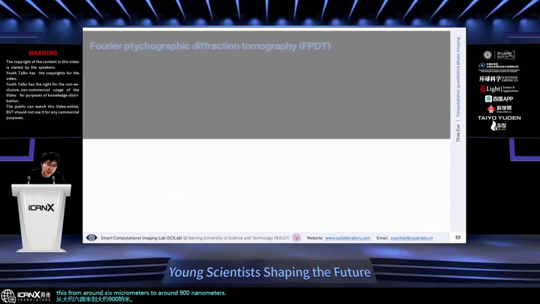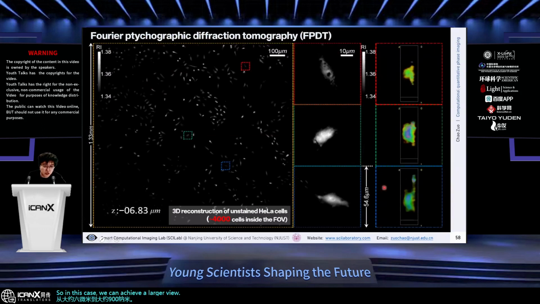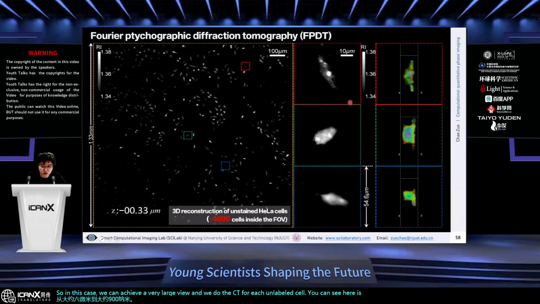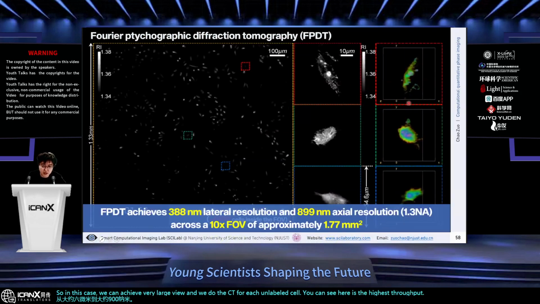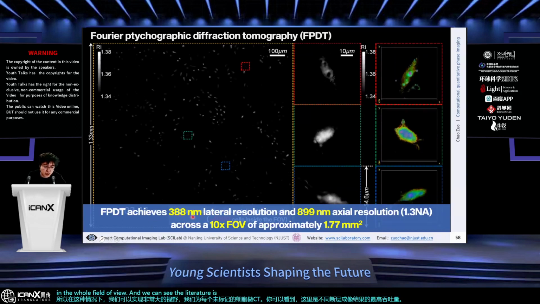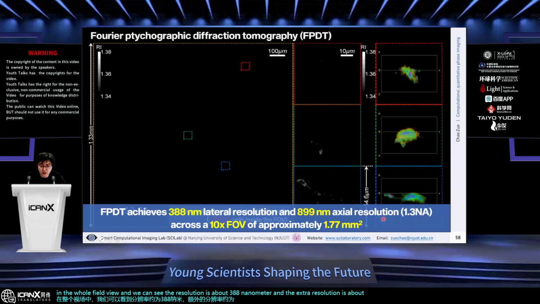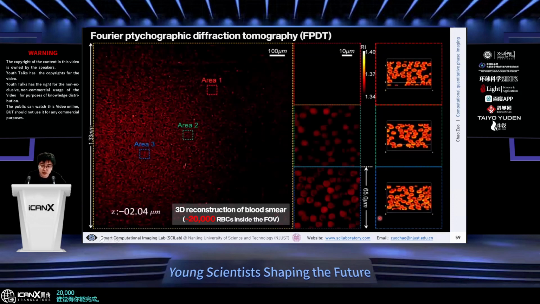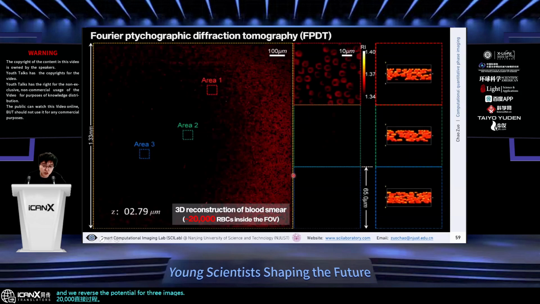So in this case, we can achieve a very large field of view, and we do the CT for each unlabeled cell. Here are the high-throughput optical diffraction tomography results with 4,000 HeLa cells in the whole field of view. We can see the lateral resolution is about 388 nanometers, and the axial resolution is about 900 nanometers. The whole field of view can accommodate 20,000 red blood cells simultaneously, and we reveal its potential for 3D imaging of a large population of unstained cells.